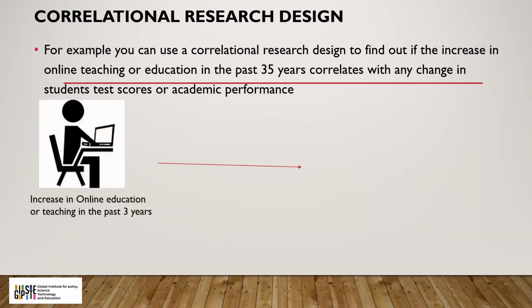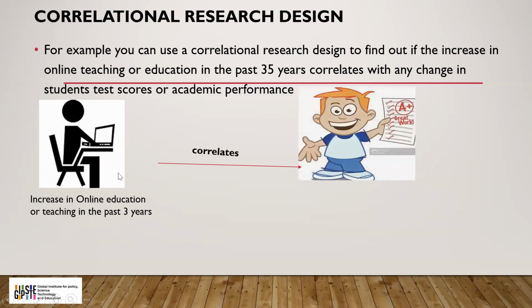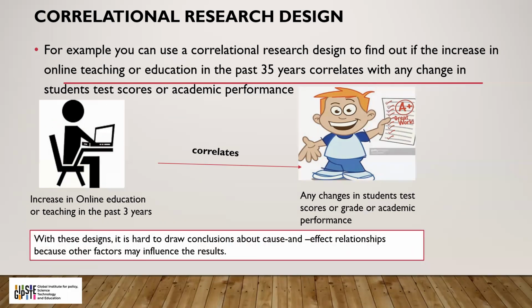So take, for example, the increase in online education or teaching in the past 35 years, and whether it correlates with any changes in student test scores, grades, or academic performance. With this design, it is hard to draw conclusions about cause and effect relationships because other factors may influence the results. So to control for that, you need to go beyond correlational research design.